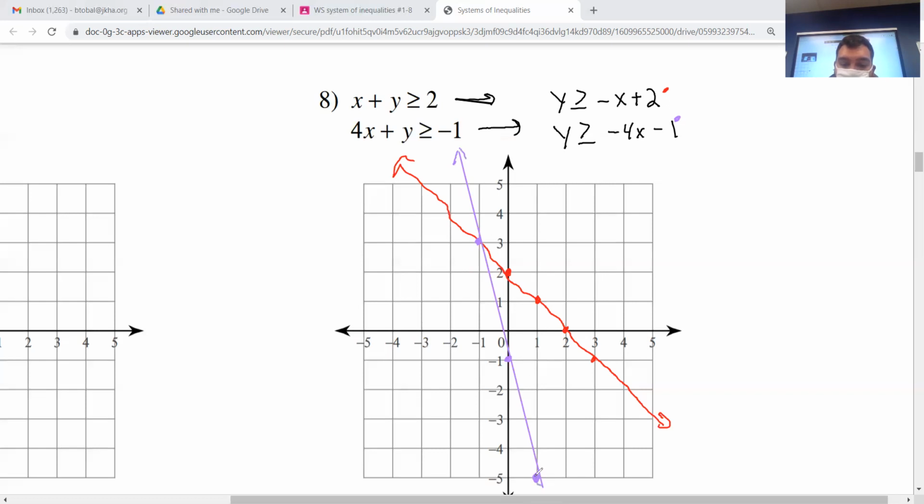3 would be -4 over here. No, but they don't cross. They both go the same direction. You want to go backwards to see where they cross, and you'll see they'll cross over here.